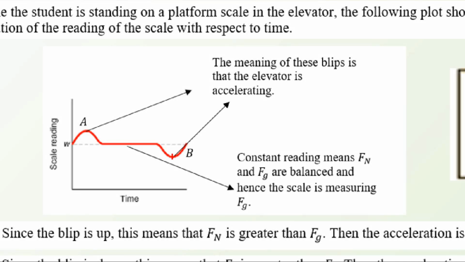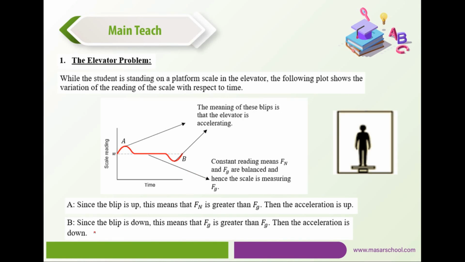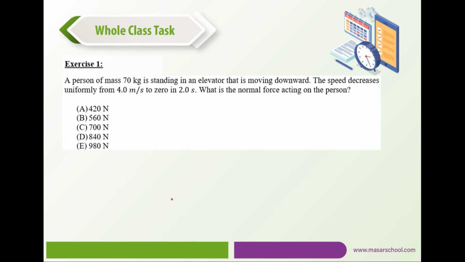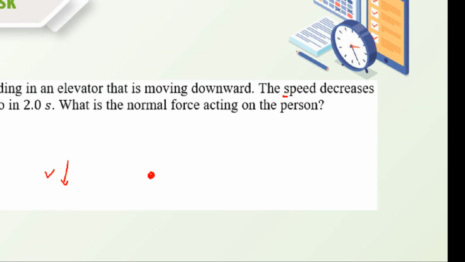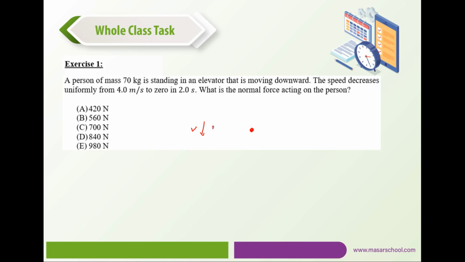The normal push is less than the pull of gravity, which means the acceleration is down. Now exercise 1. For the rest of the video I will be solving exercises related to the elevator problem and the drag force. A person of mass 70 kilograms is standing in an elevator that is moving downward. This is the person represented by the dot. The motion is downward, so v is down. The speed decreases, which means that v and a have opposite directions, then a is up.